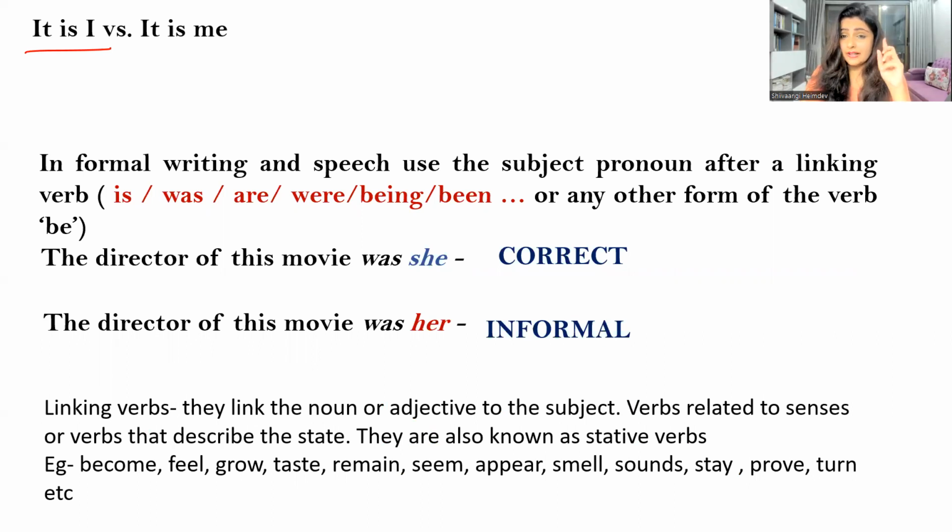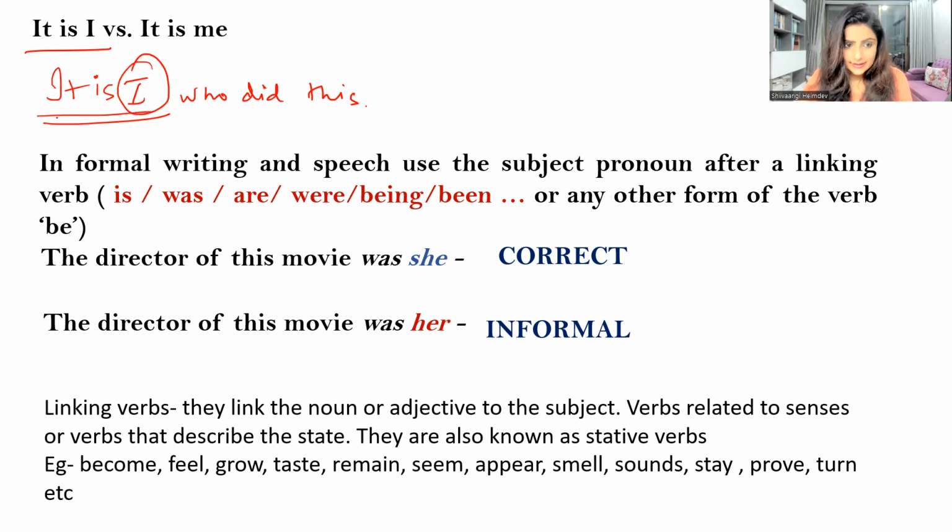So if you see that sentence carefully, "it is I who did this." Carefully listen to me. Okay, this is actually the subject. Yes or no? This is the subject of the sentence. Yes. Now, because this is the subject of the sentence, it is I. Obviously, I will make use of the subject pronoun. Are we very clear? It is I. Okay. So, "I" is the subject.